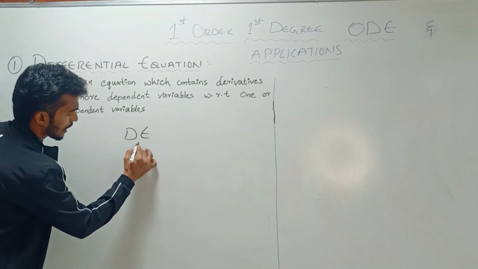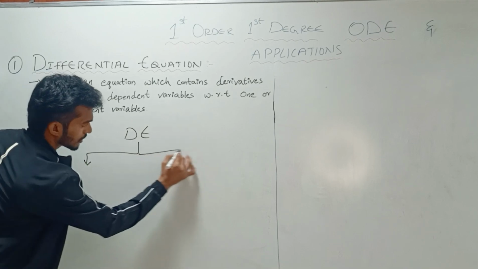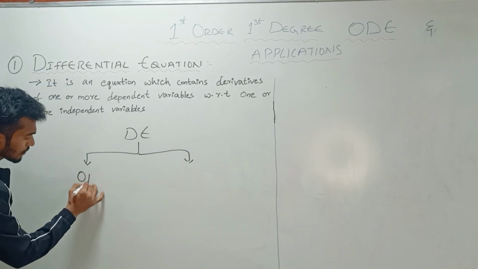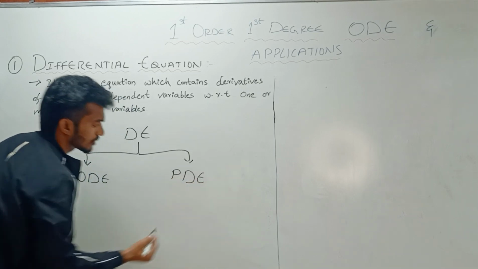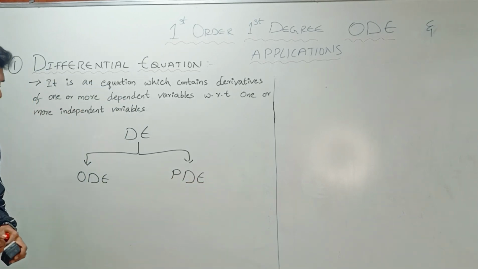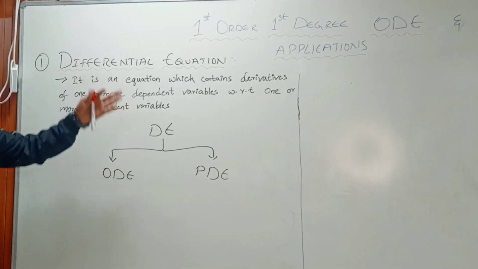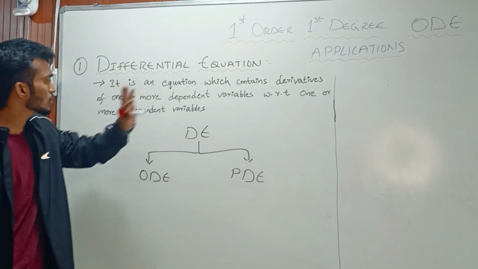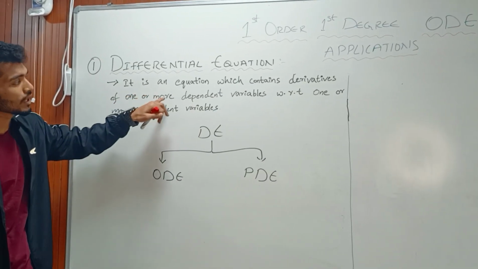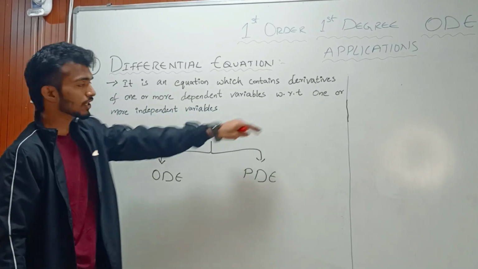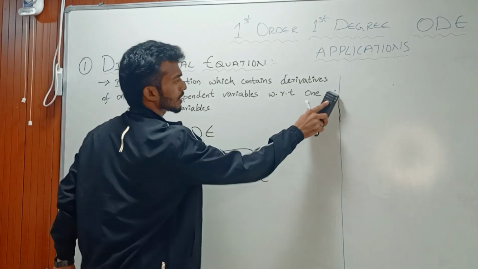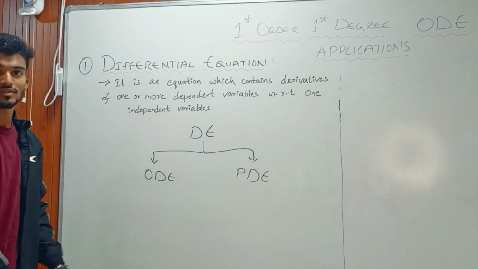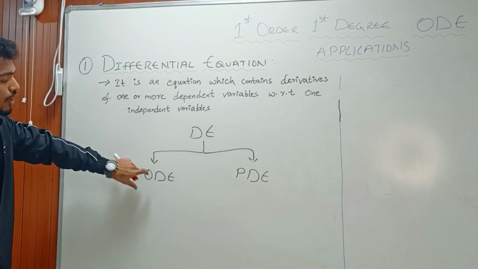Differential equations are mainly of two types: ordinary differential equation and partial differential equation. An ordinary differential equation is an equation that contains the derivatives of one or more dependent variables with respect to one independent variable, not more independent variables. Got it? This is the ordinary differential equation.